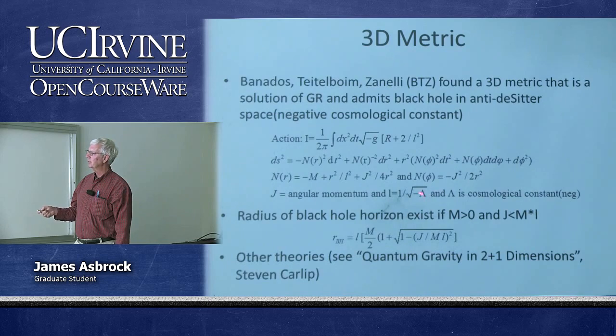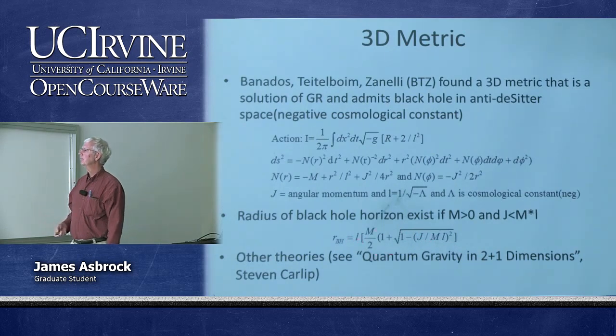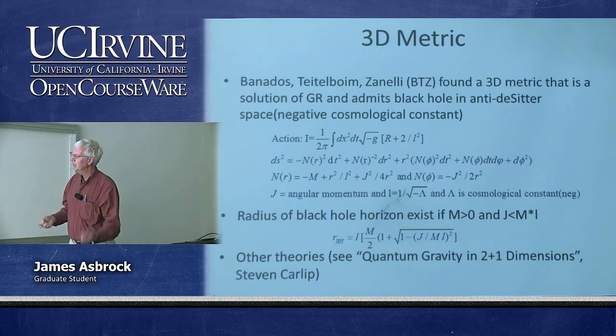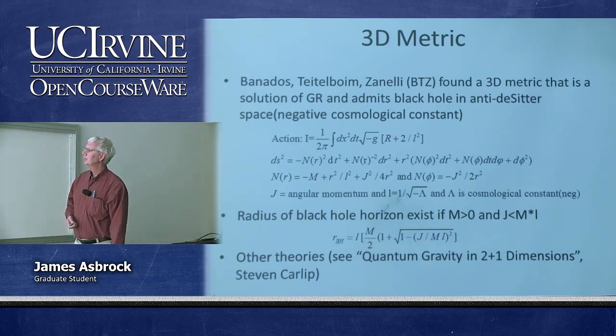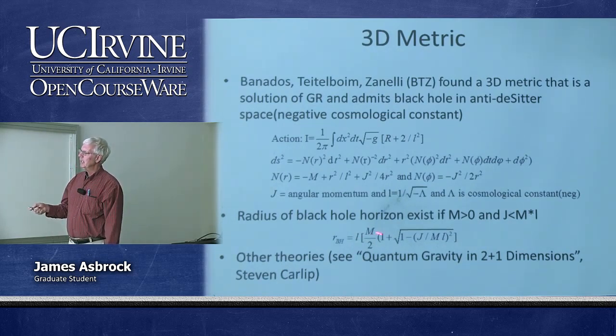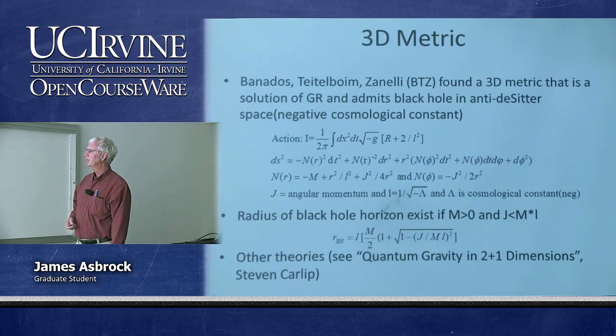And again, in all of this, L is 1 over the square root of minus the cosmological constant, and the cosmological constant is negative. Otherwise, you don't get a black hole. And this is the radius of the black hole solution. So if it's not spinning, J is 0, then you just get this L parameter times m over 2. This would be a G in here if G was not equal to 1.